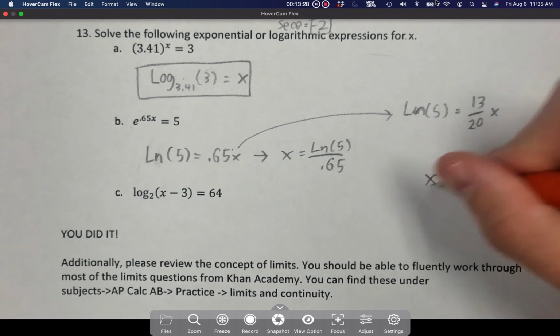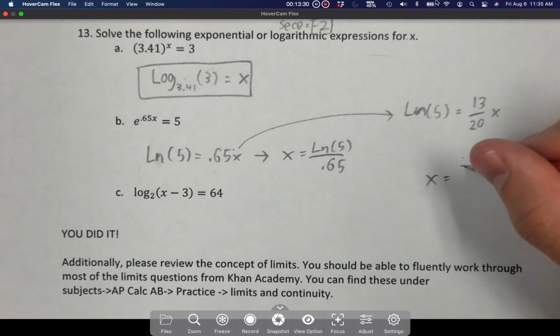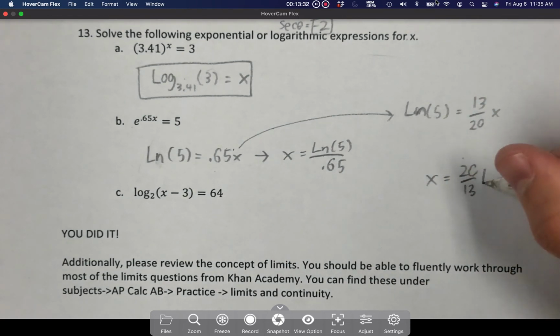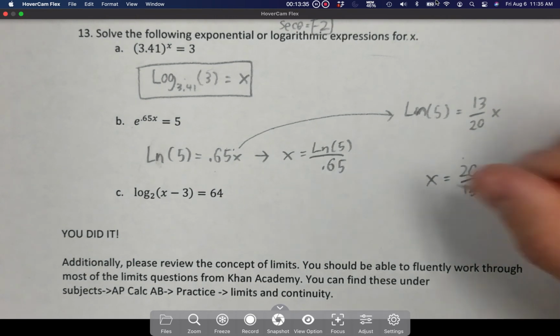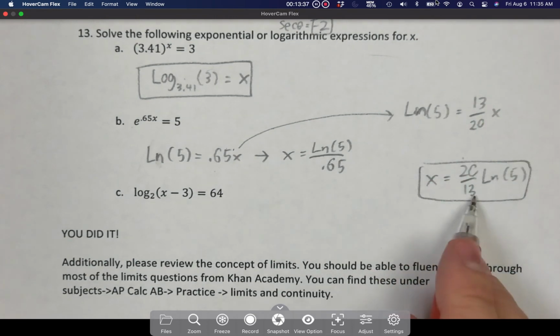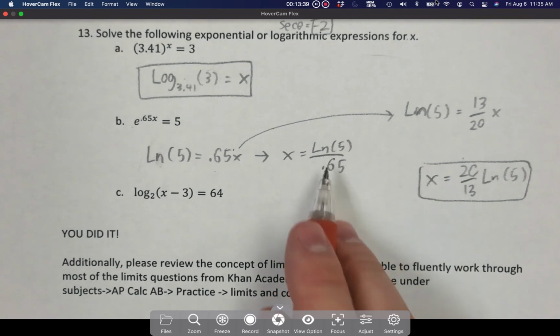So now if I want to get x by itself, I'd multiply by the reciprocal and get 20 over 13 ln 5. It's the better way of writing that, but that is technically correct.